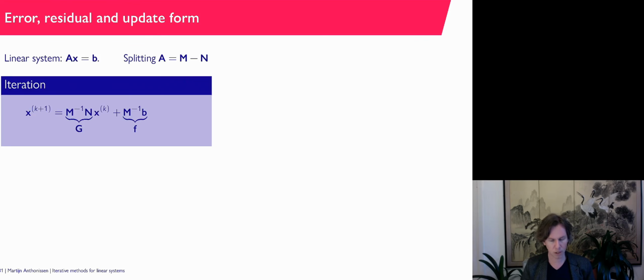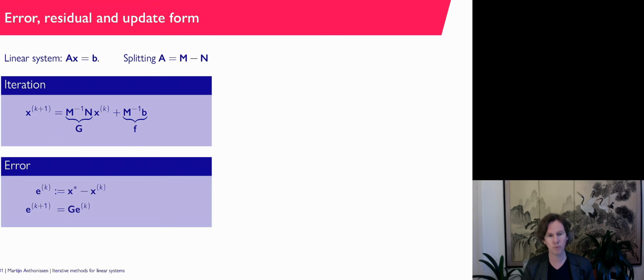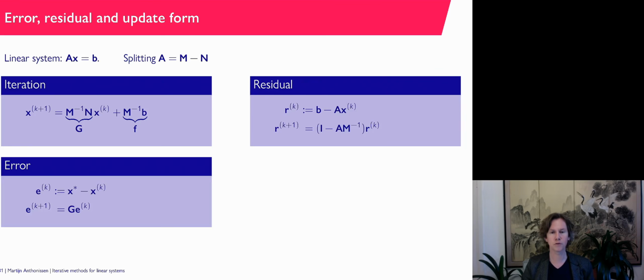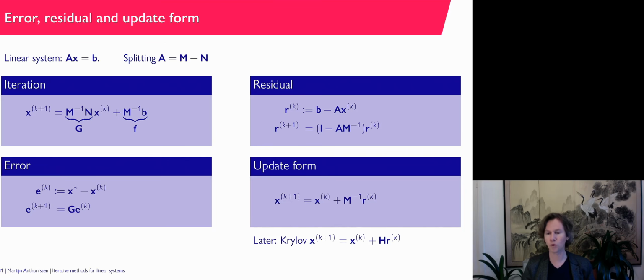Here is a little overview. We can write the iteration in terms of x, which is what we have basically been doing all the time up till now. You can look at the global errors. You can also look at the residual. And finally, you can also look at what is called the update form, so we have xk plus 1 as an update to xk.